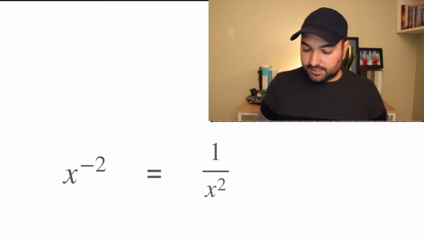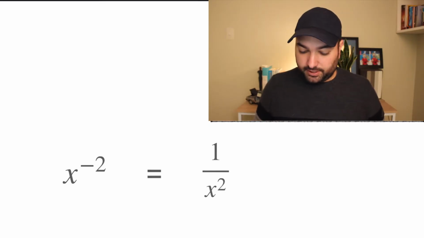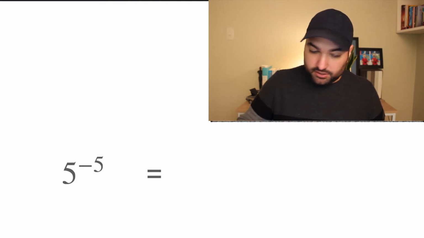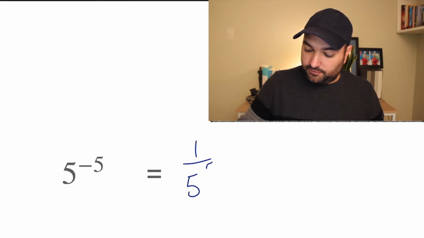First example, we have x to the power of -2. We're just going to write that as 1 over x squared. Next one, we have 5 to the power of -5. So I'm going to write this as 1 over 5 to the power of 5.